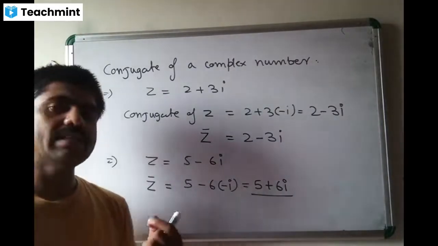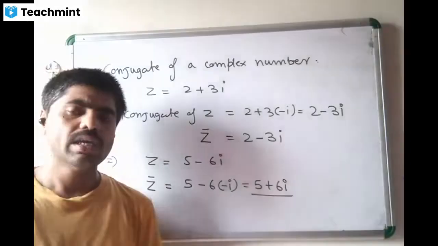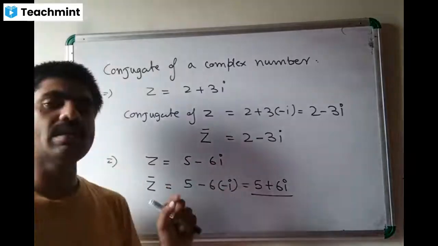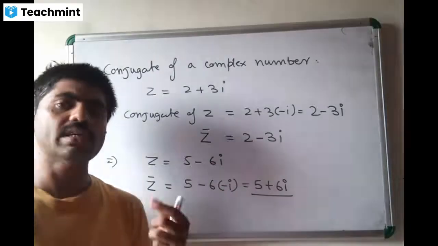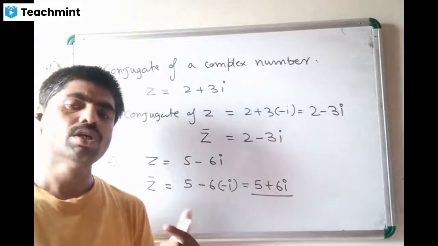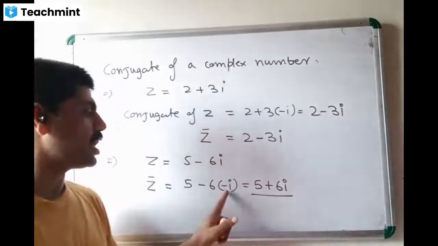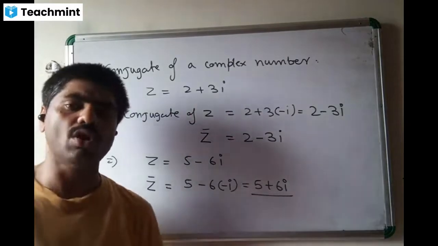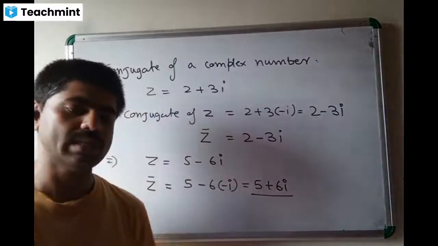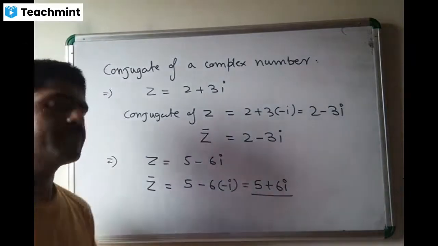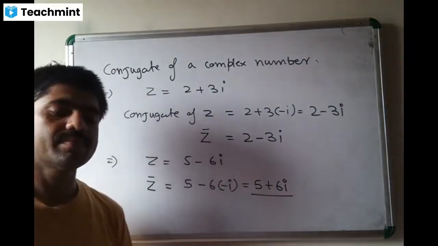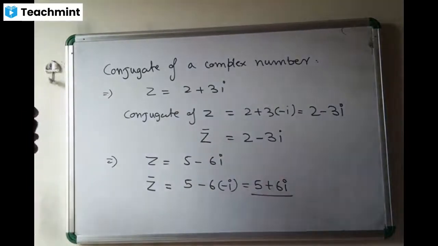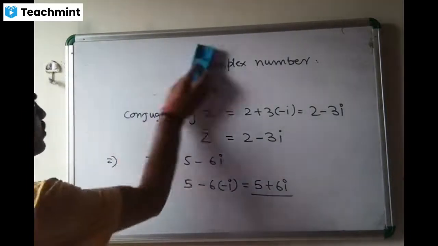So the conjugate of a complex number is obtained by replacing i by minus i, whether the complex number is in the form a plus ib or a minus ib. So you get the conjugate of a complex number. Now see the properties of the conjugate.